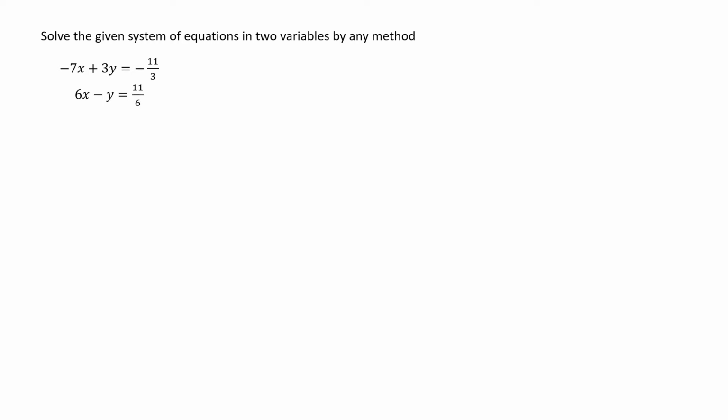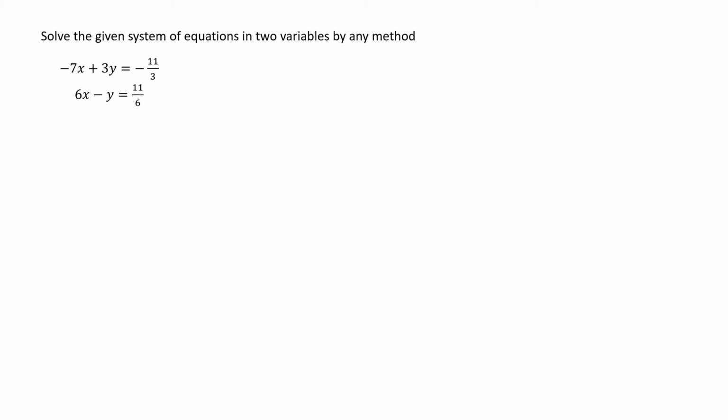Okay, so this question says to solve the given system of equations in two variables by any method. Well, I am going to solve this system of equations using substitution, and the reason is because of this y right here. That y is alone, so it's going to be really easy for me to move everything over and have y just on its own. So that's what I'm going to do. All right, so let's start with that.